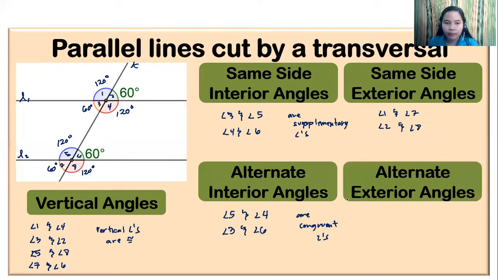Same with exterior. Exterior, nasa labas naman po, and it is non-adjacent. So we have angle 1 and angle 8, then angle 2 and angle 7. These are the alternate exterior angles. So we have these 7 properties of parallel lines cut by a transversal: corresponding angles, linear pair, vertical angles, same side interior, same side exterior, alternate interior, and alternate exterior angles.